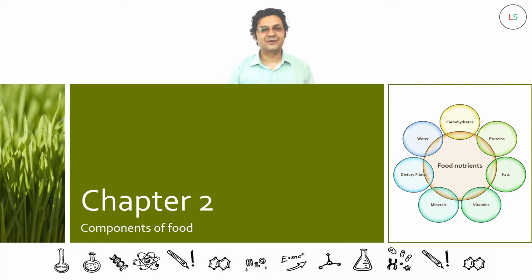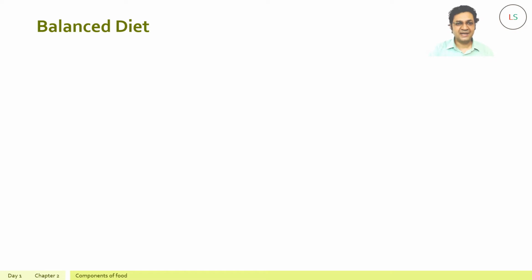Hello students, welcome to part 3 of the chapter Components of Food. In part 1 and 2, we studied nutrients and nutrition, the food pyramid and the various components of food. We also performed activities to check the presence of various nutrients. In this part 3, we are going to learn about balanced food and also about deficiency diseases.